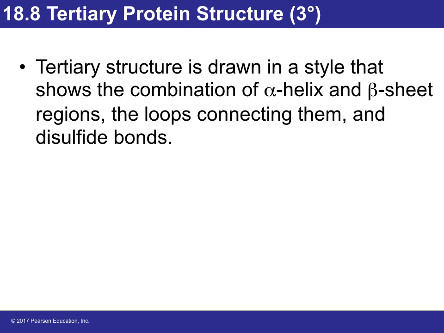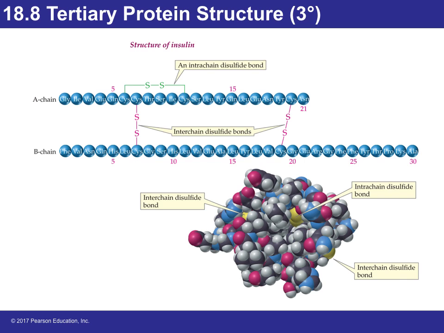What we have here is a combination of alpha helix and beta pleated sheet, looping and connecting to each other, and you also have disulfide bonds. Those show an intrachain disulfide bond on the top, and an interchain disulfide bond, so there are two chains, top and bottom, that can link them, and those are going to make more coiling and a more compact structure.